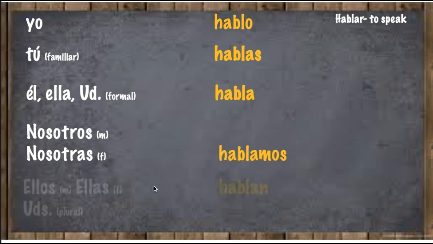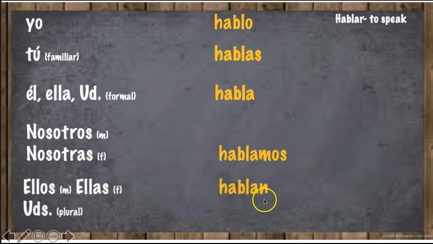And then for the last one, ellos, ellas, and ustedes all have the AN ending. And again, it's best to use the subject pronoun with it or their names with it or the noun with it, whatever the case could be. Okay, so it's hablo, hablas, habla, hablamos, hablan. This is not what we were learning, but I wanted to show you how they all go together.